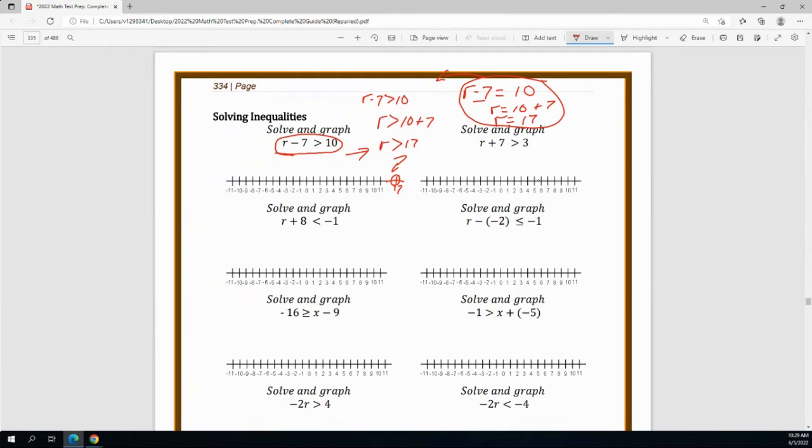And then where are the answers located? Are they located greater or are they located less? Well, according to this, it says the answers are greater. So they're going to be moving to the right. See how that works? Let's do another one. Let's do this guy.